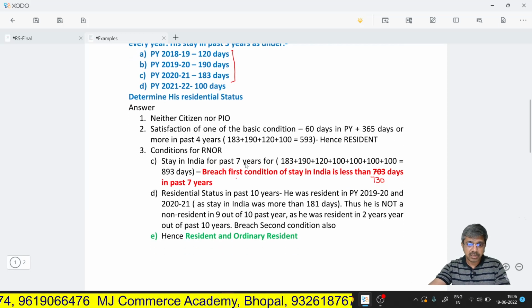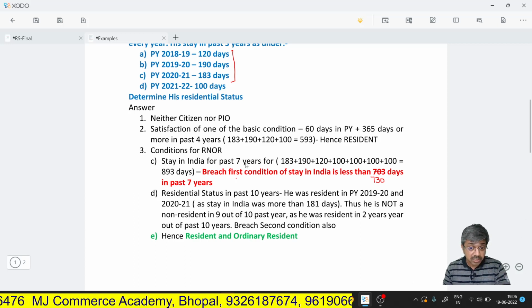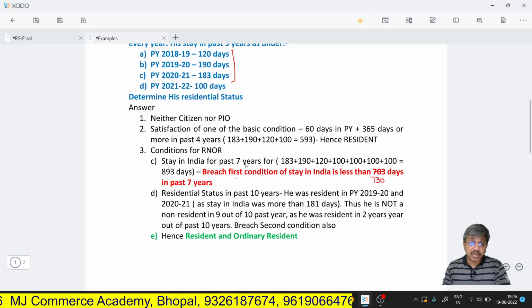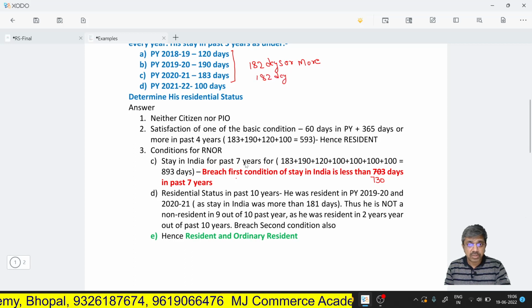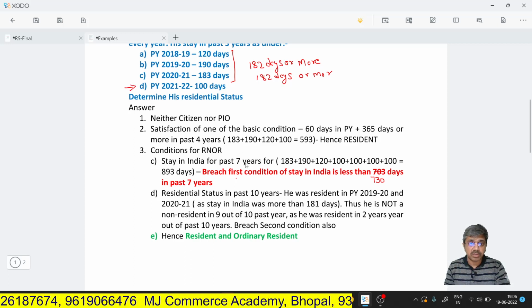Now check the second condition. What is the second condition? Whether Mr. X is non-resident in 9 out of the 10 preceding years. Let us check. He was resident in 1920. Why? Because his stay is 182 days or more. It means he was a resident in previous year 1920. Again, he is a resident in 2021, as his stay in India in previous year 2020 was 183 days or more. It means out of the 10 preceding years, we are determining the residential status for previous year 21-22.